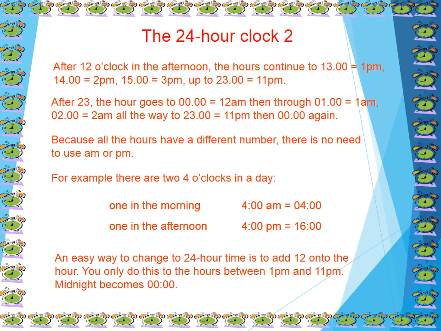Look at the example above. 4 p.m. becomes 16 in 24-hour time. How does it become like that? Because it's p.m., we add 12. So 4 plus 12 equals 16 in a 24-hour clock.